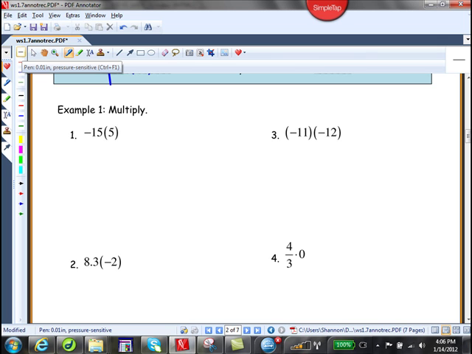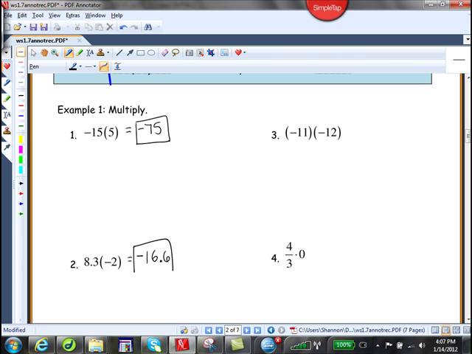Okay, let's see how you did. I have one positive and one negative, so that means I'm going to have a negative result. 15 times 5 is 75. So that is the end result, negative 75. So 8.3 times negative 2, we'll have a 6, and then a 16, and then it's 1 decimal place, and it's going to be negative because we have 1 positive and 1 negative.